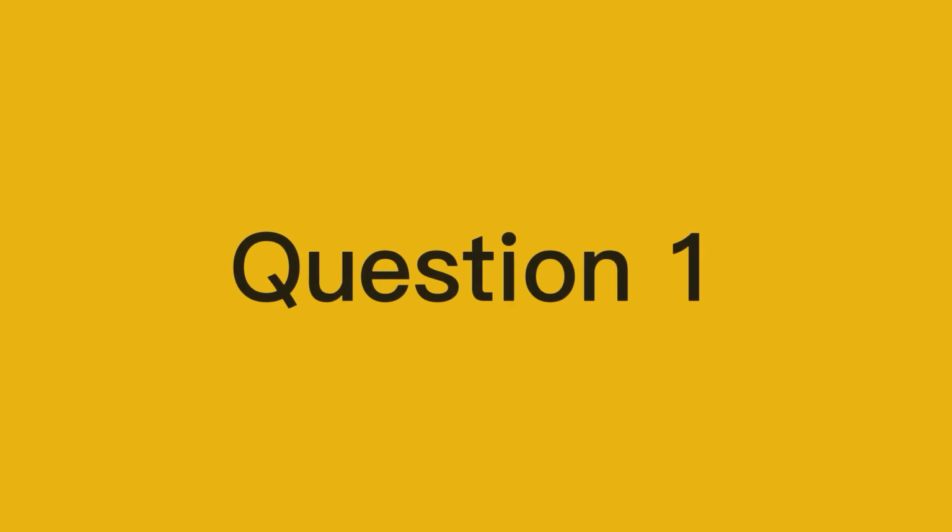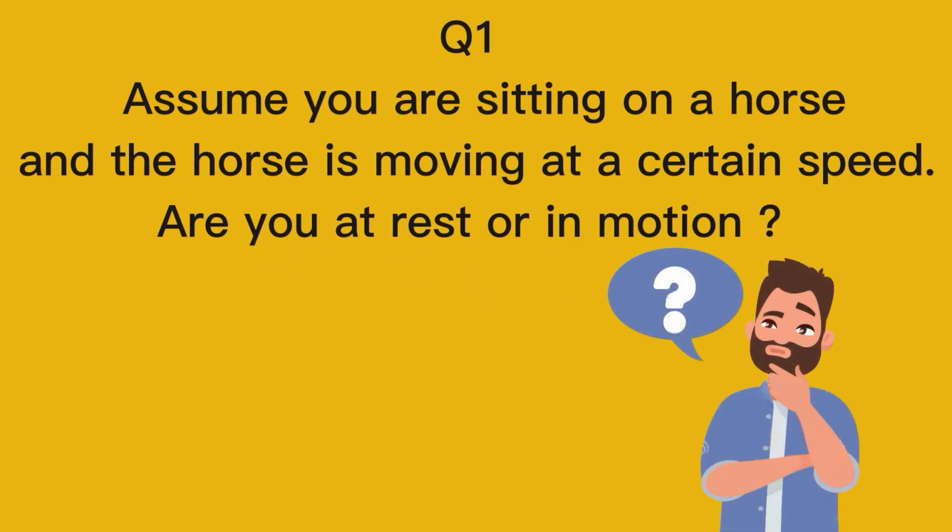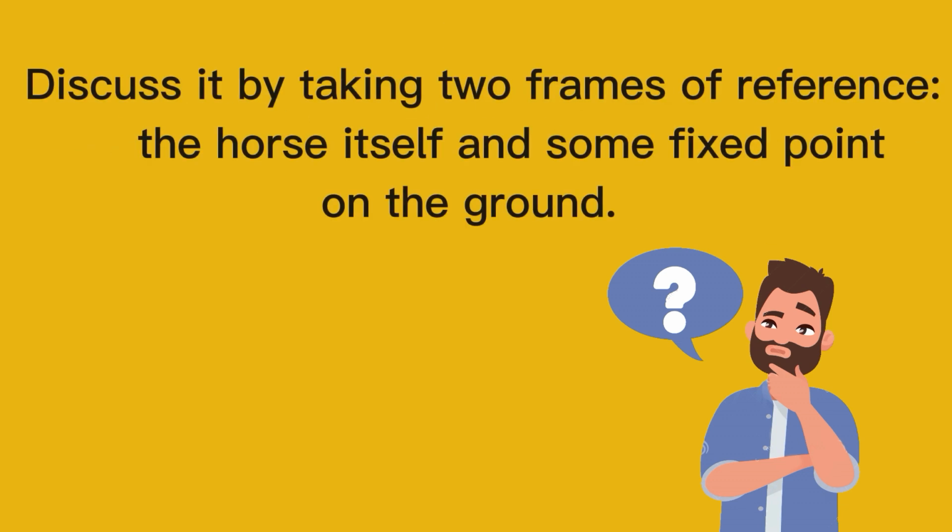So, as you observe from the screen, the first question states: assume you are sitting on a horse and the horse is moving at a certain speed. Are you at rest or in motion? Discuss it by taking 2 frames of reference, the horse itself and some fixed point on the ground.